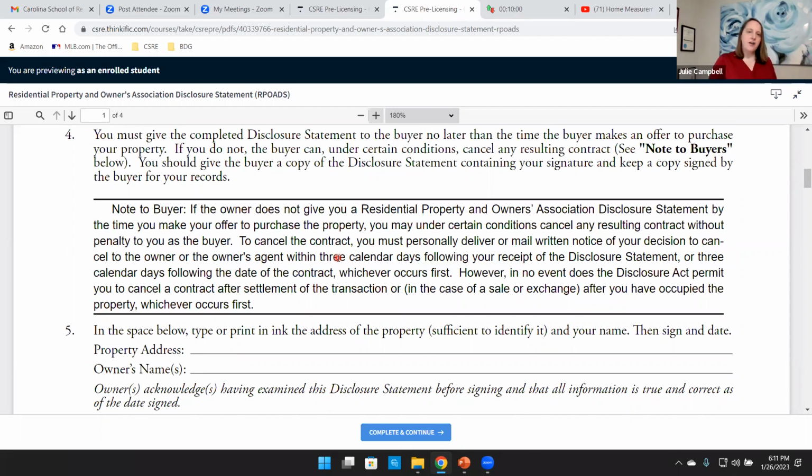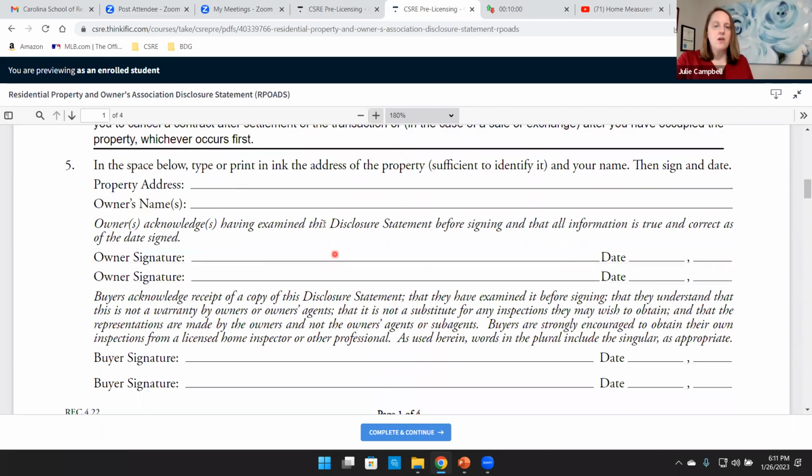We've got a note to the buyer, which talks about their right to cancel. So if they don't have this completed form in their hand, it talks about the rights that they have to terminate their contract and get any deposits back. We put the property address, the owner name, and then the owner signs it. So the seller's completing this in addition to all of our other listing paperwork that we have. We're going to have the seller complete it and sign it. And then we're going to load it in the MLS.